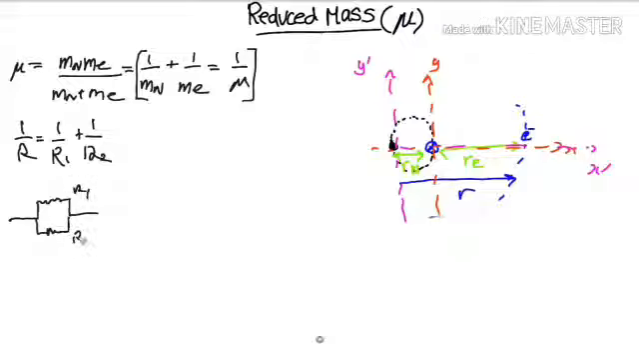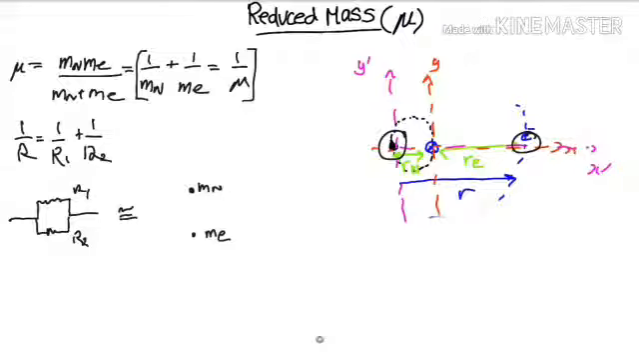This is R1 and this is R2. So if I have two masses instead, this is exactly equivalent to having two masses. This is the mass of the nucleus, this is the mass of the electron. I just flipped this 90 degrees. This is the mass of the nucleus here, and this is the mass of the electron here. They are both in parallel to each other.